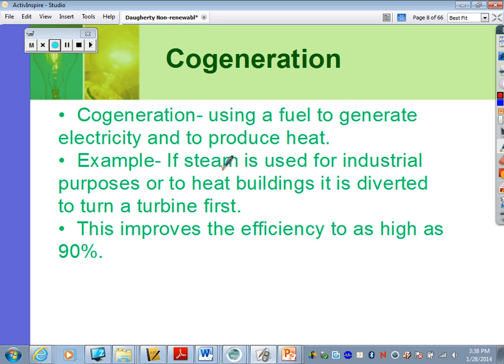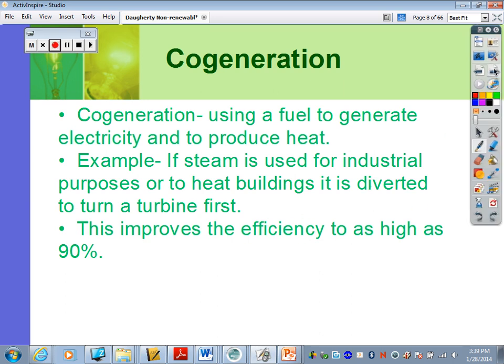A good example would be if you're using steam for an industrial purpose in a factory or a power plant, or even as a method to heat your building. You could actually send it through a turbine first to turn the blades, hook it up to a generator to generate electricity, and then send it to heat the building or for whatever purpose you're using in that factory. It says that here you can move the efficiency from 35% all the way up to 90%.